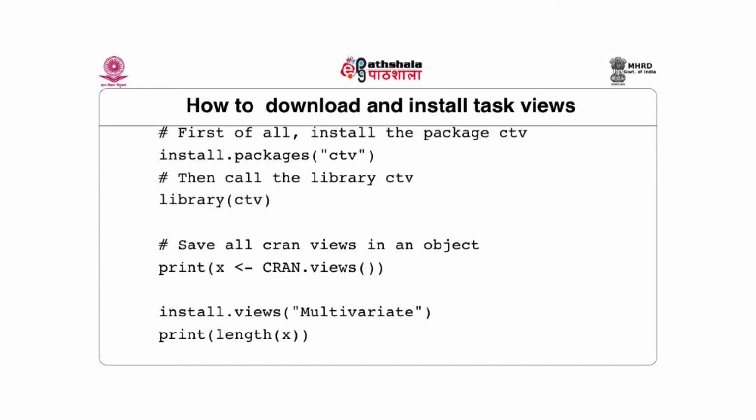So you install multivariate, and then as I said, if you wanted to find out how many CRAN views are available for your machine, or at the time when you're going to read this, you could type print length of x. So the length of x will tell you that x actually is a list, and a list lists actually the number of different things that you want to find out.